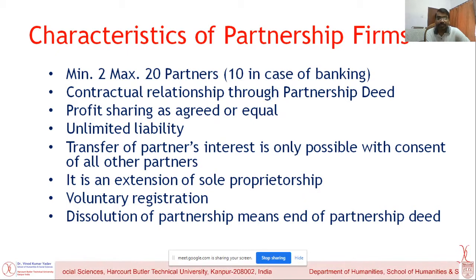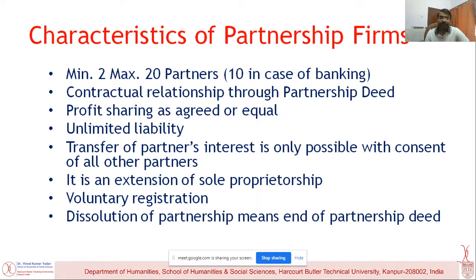It is an extension of sole proprietorship. If there are 5 partners, you can understand it as five independent sole proprietorship businesses clubbed and combined with each other for the purpose of financial investment and profit sharing. You can understand it like this. So it is an extension with mutual agreement amongst all the owners.